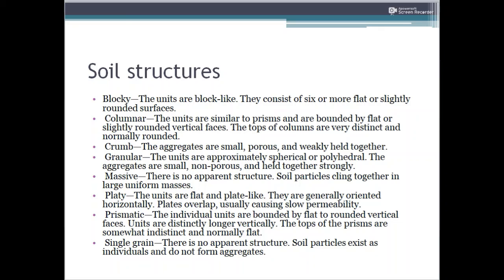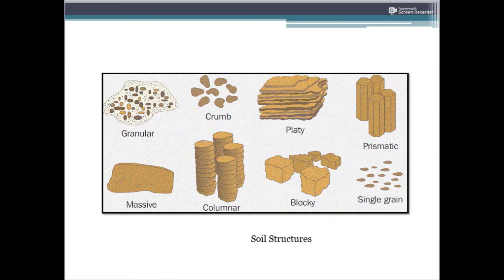And coming to the granular one, they are spherical or polyhedral, and they are small aggregates, but non-porous and held together strongly. Rather than telling you this, if you look at the picture, it is much clearer. You can either have a granular version like this, a crumb version like this, a platy like this, and when it forms a prismatic one, it's like this, where surfaces are present. Or it can be blocky, columnar, massive or single grains. Hope this is clear to you. So with this we come to an end of the soil structures.